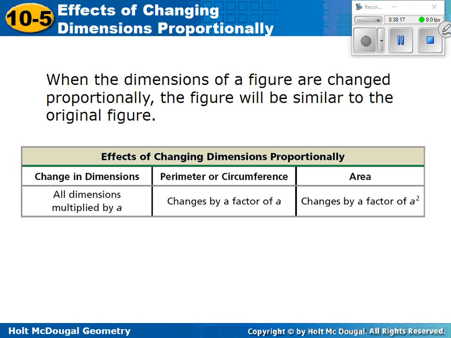again, I want to make sure you understand that the word dimensions means different variables in your formula. So a base and a height are different dimensions. A radius is a dimension. A length, a width, those are all dimensions. If all dimensions are multiplied by A, again, we're just letting A be whatever that number is, 2, 1/5, 6, whatever it is. If all dimensions, not just one dimension, if all dimensions are multiplied by A, then two things happen.